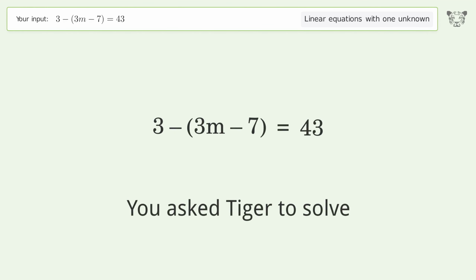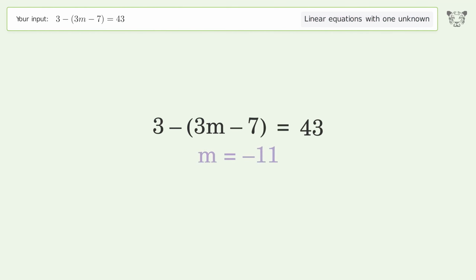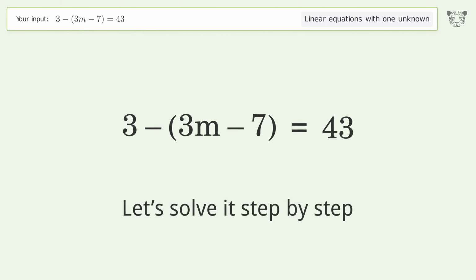You ask Tiger to solve. This deals with linear equations with one unknown. The final result is m equals -11. Let's solve it step by step.